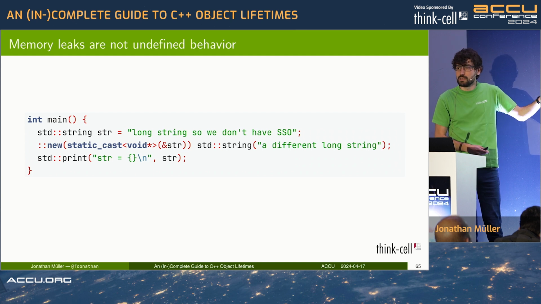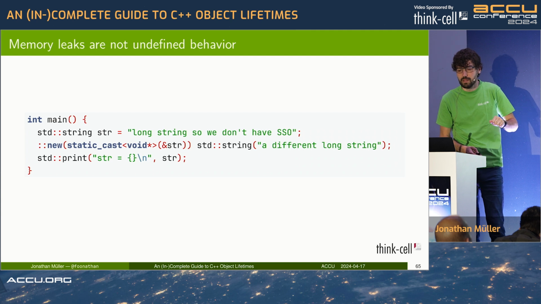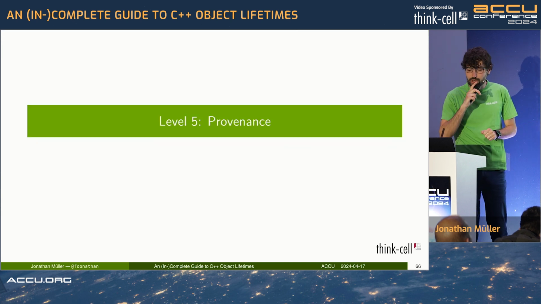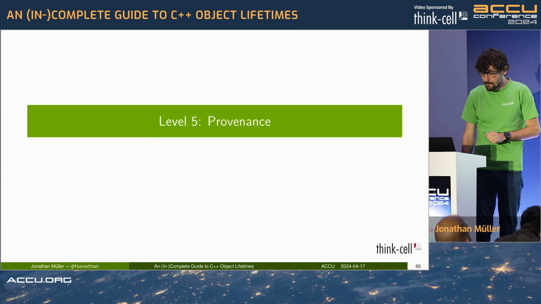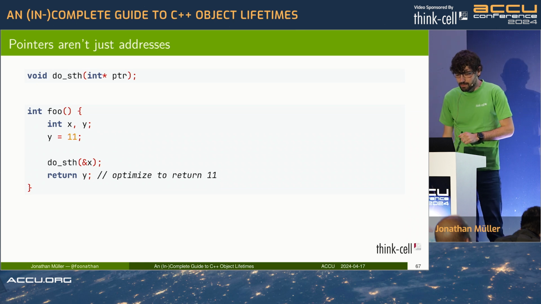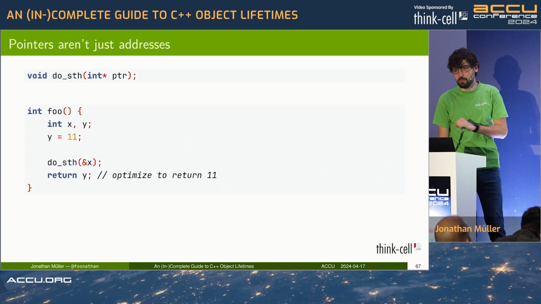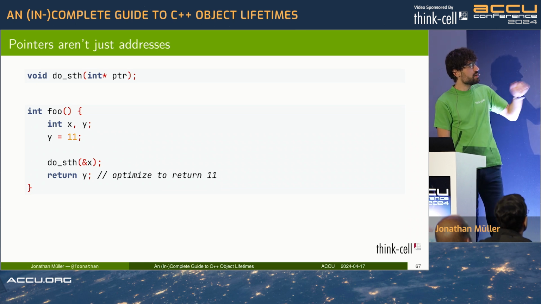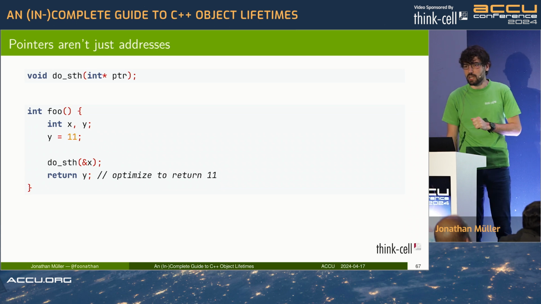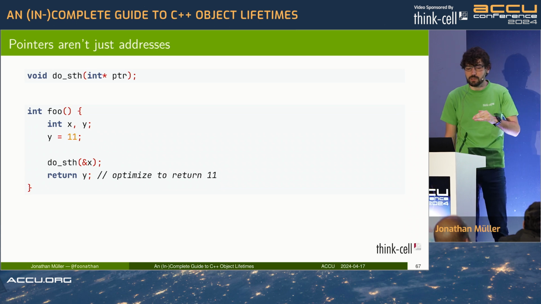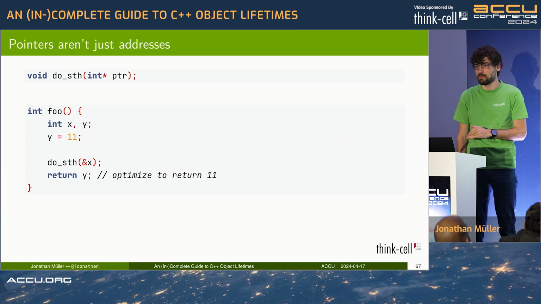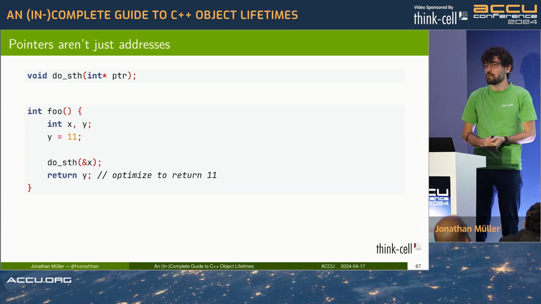Any further questions about this part? Okay. So let's talk about provenance. Consider this code. We've got two int objects, x and y. y is 11. Then we do something with the address of x, and then we return y. We expect our compiler to optimize that return y to return 11, because y is 11 and nothing changes y.